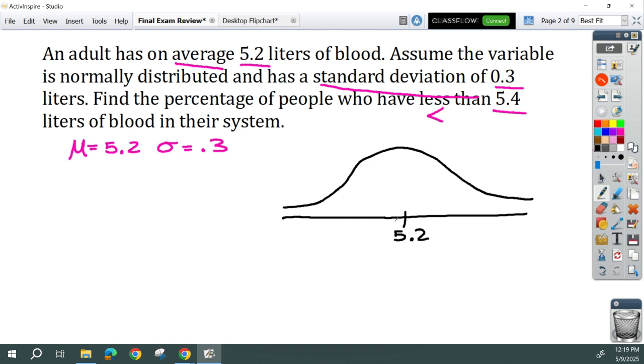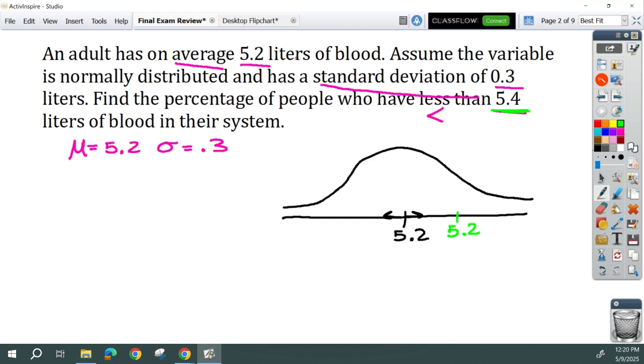And then almost 100%, not all, 99.7% of all of the adults' blood volumes would fall within three standard deviations to the right or the left of this number. So we could go plus 0.3, plus 0.3, plus 0.3, minus 0.3, minus 0.3, minus 0.3. We don't need to do all that. That's a little bit extra for where we're at in the school year and the purpose of this quick video. So I'm just going to put 5.4 wherever it would belong. So 5.4 would be to the right of 5.2 somewhere. It doesn't have to be exact.